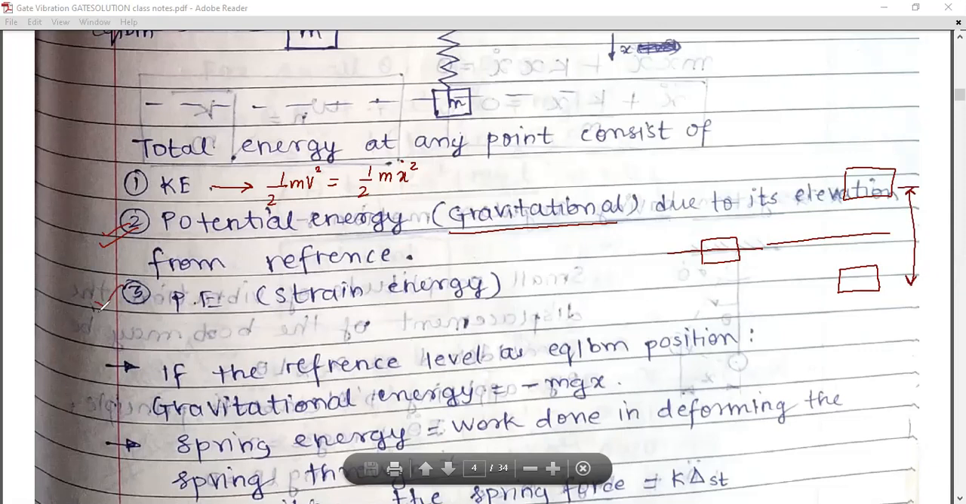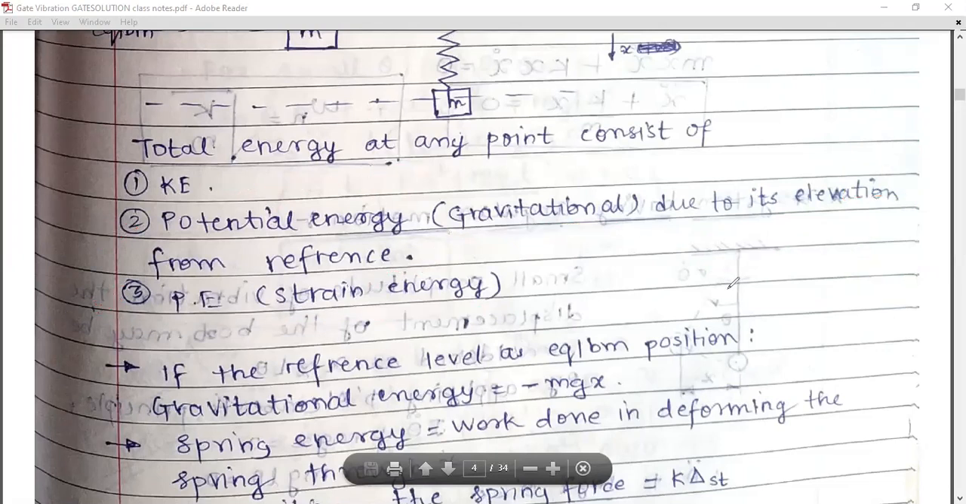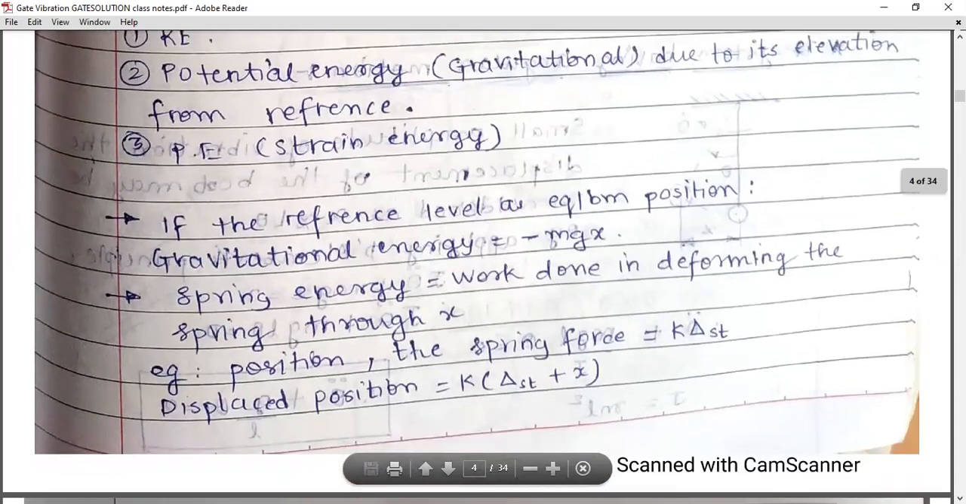The second part is your potential energy in the form of strain energy, that restoring energy you were talking about. So in the case of a spring, it is defined as spring energy. Clear? Okay. So with the help of these three energies, we are going to solve or define this condition.